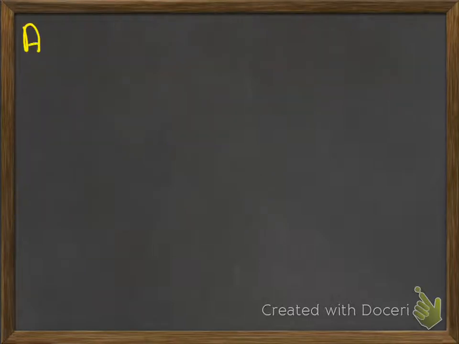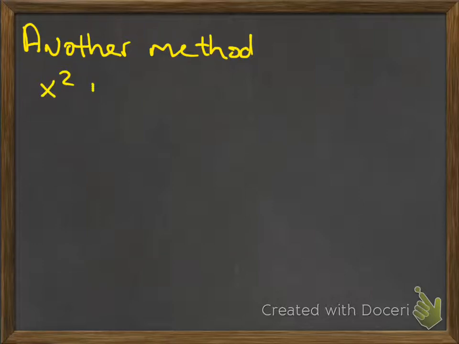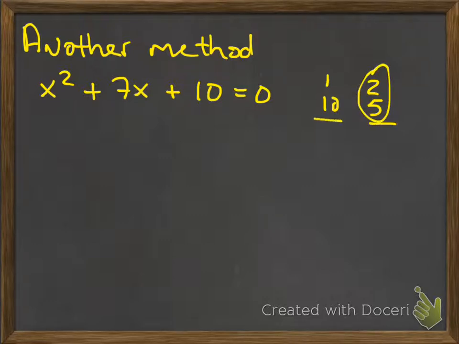Okay, another method. Let me show you another method, as I understand this, because somebody explained this to me very quickly. So here's an example. x squared plus 7x plus 10 is equal to 0. You still do your factors, 1 and 10, 2 and 5. Which of those add up to 7? Well, it's 2 and 5, right?